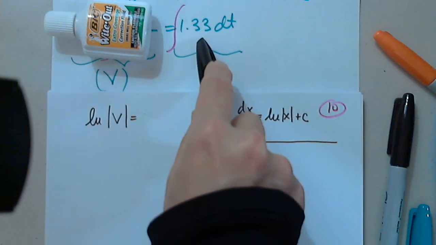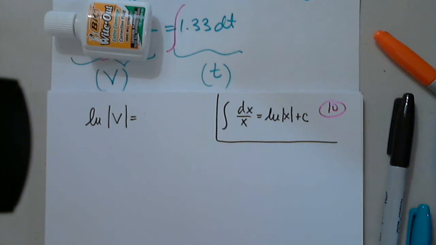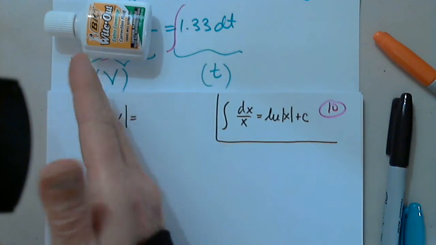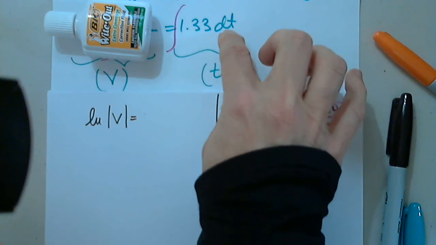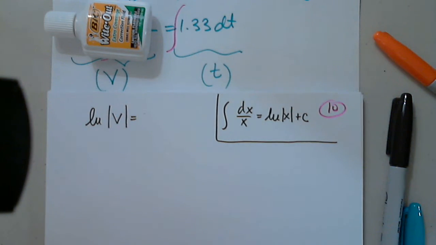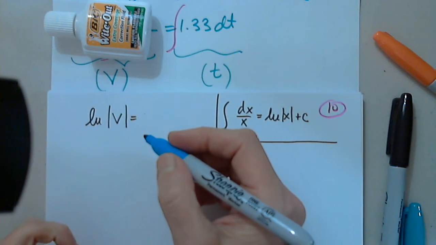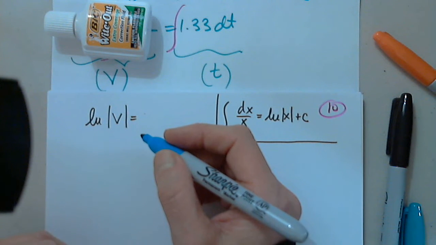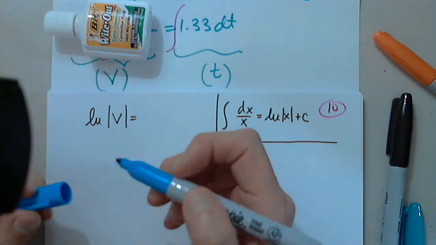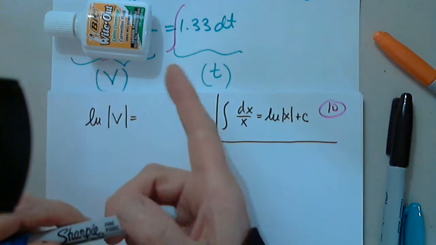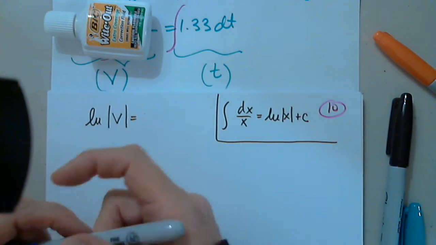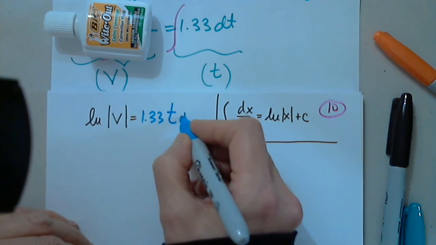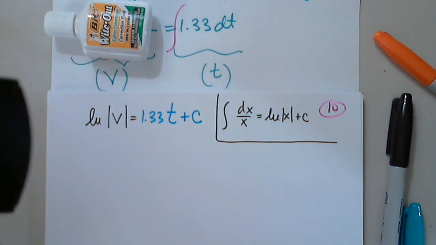Okay, so what do I do here? Don't look on the left-hand side. Just tell me how you integrate this. Anyone? Would it just be 1.33 t? Very good. Awesome. Plus a constant. Awesome. That's it.